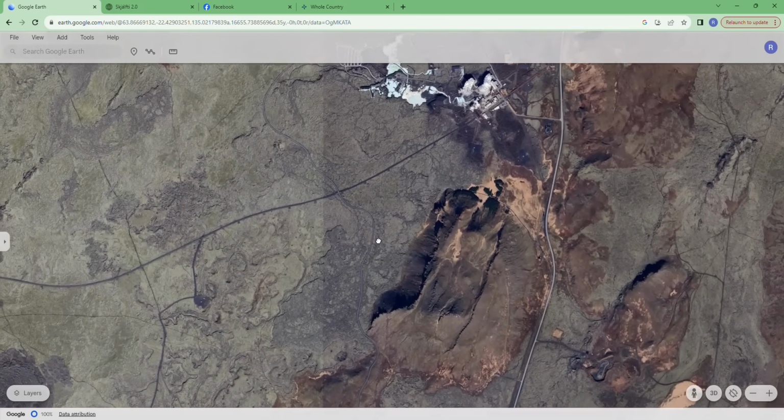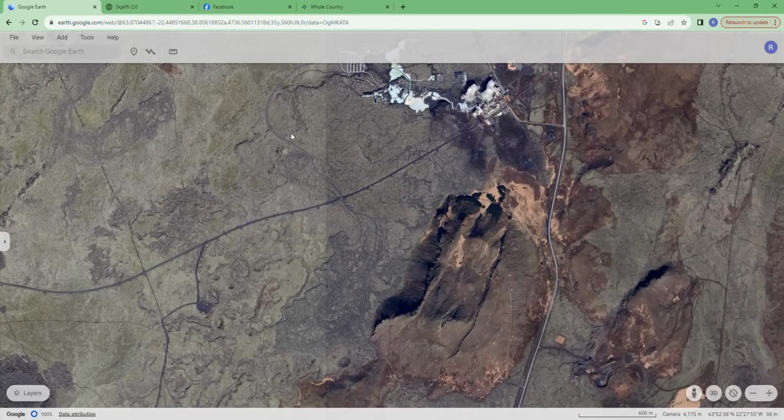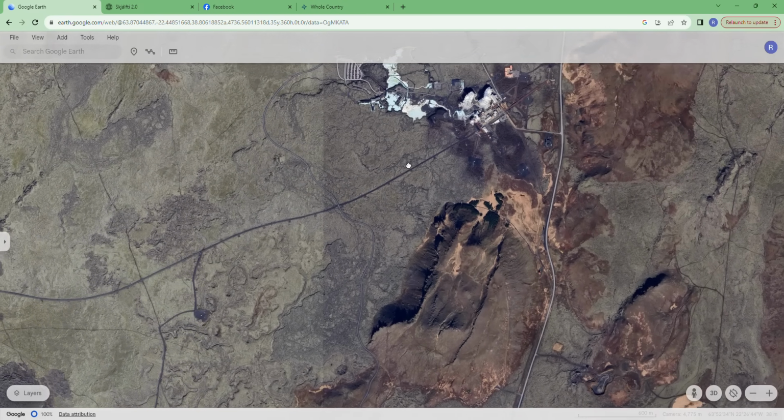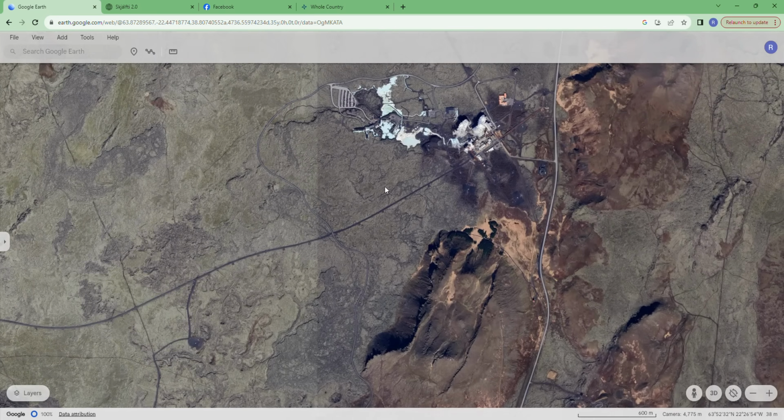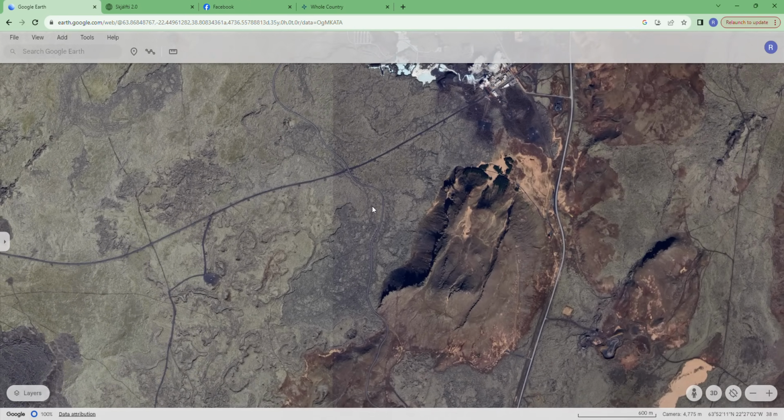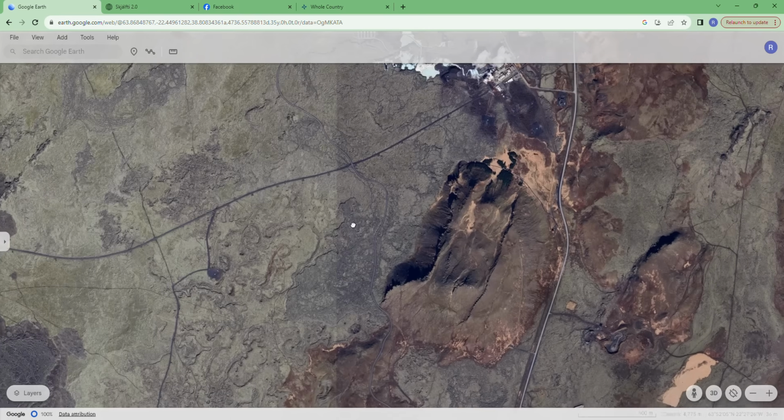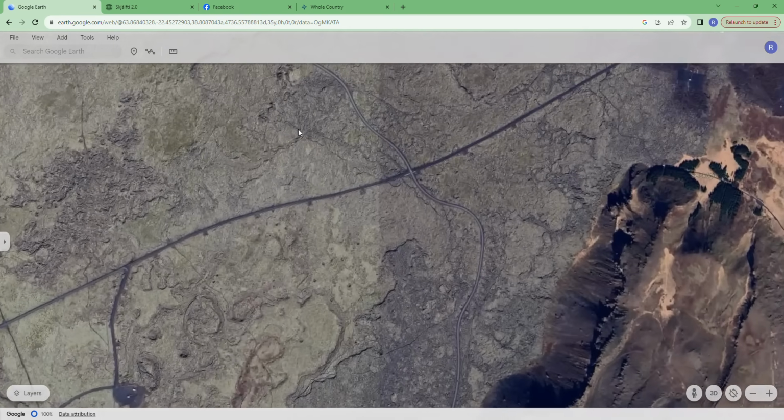next to this road here. You see there is a road. I drive this road very often with tourists when I drive people to the Blue Lagoon. And we have some craters here right next to it. Let's zoom in here. Those are craters.